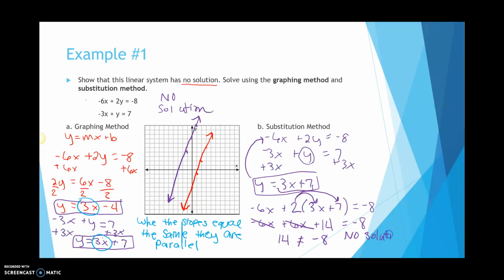So that's how you determine if it's no solution. If you use the substitution method or the graphing method, if the lines are parallel, there's no solution, or if the left side does not equal the right side, that's also a no solution situation.